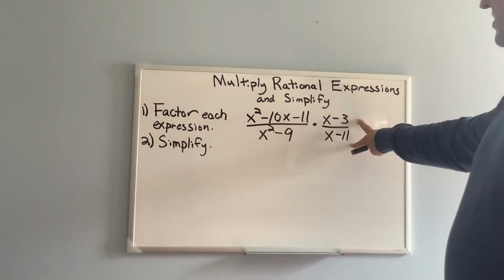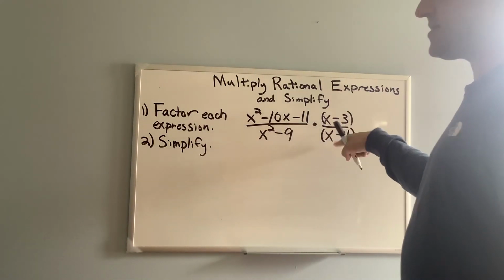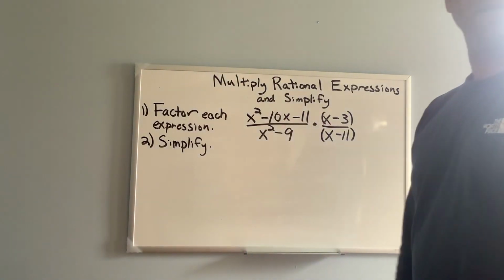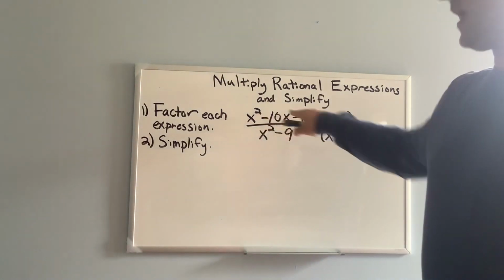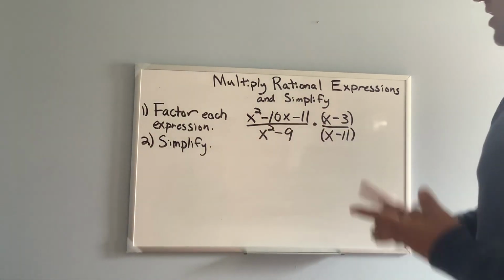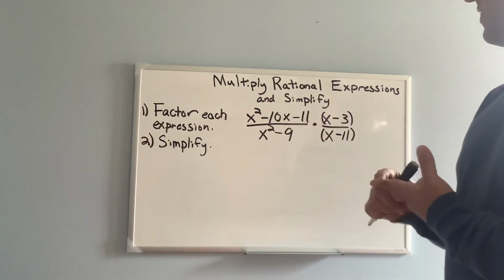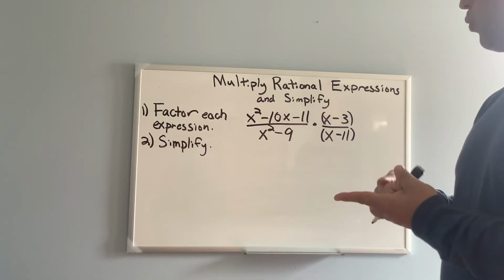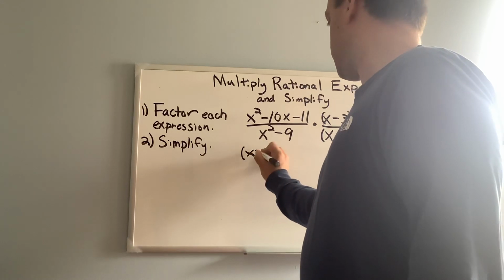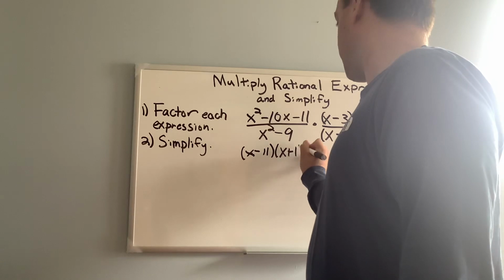So I notice that this second expression, I'm going to put parentheses around them, but this is all set. So I just need to factor the numerator and the denominator of the first expression. We have x squared minus 10x minus 11. So I need factors of negative 11 that sum to negative 10. I think right off my head, negative 11 and 1. So the numerator is just x minus 11 times x plus 1.